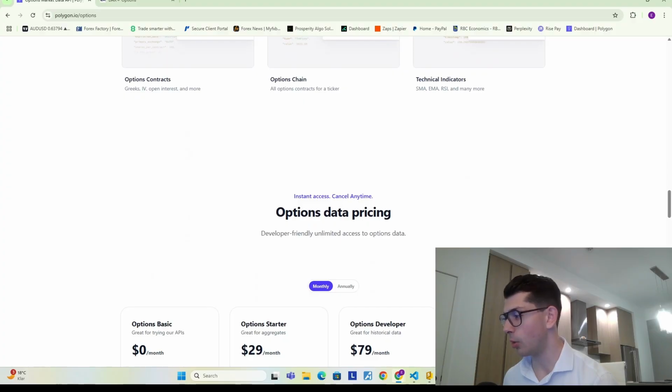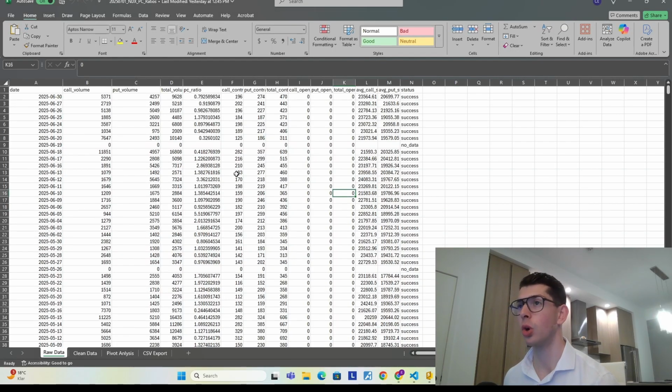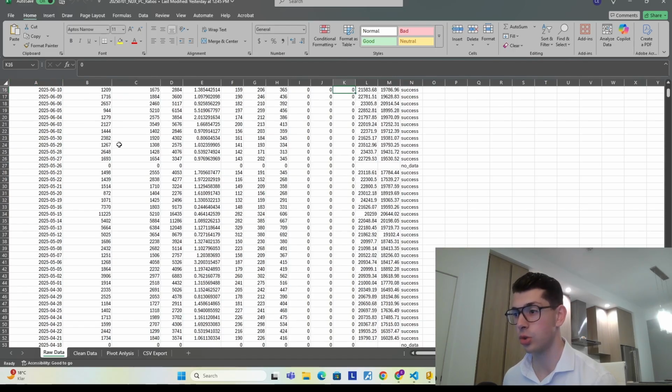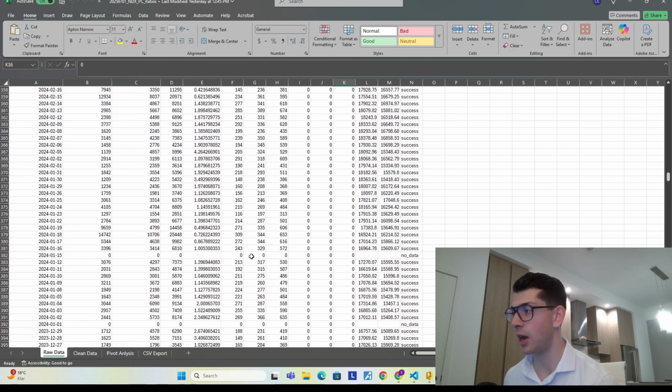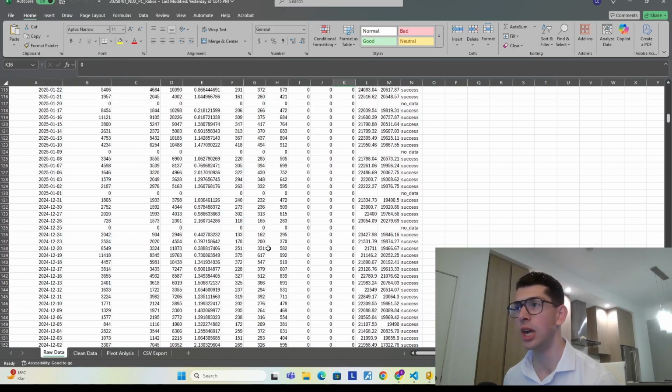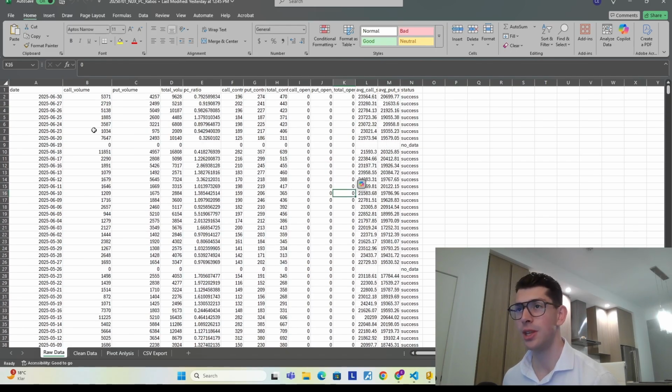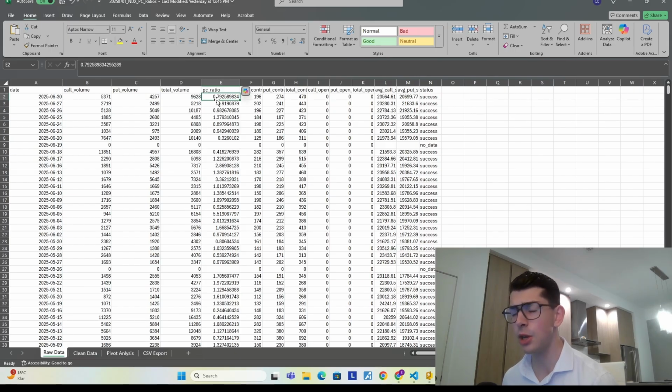And now let's hop over to the actual data which I downloaded. We can see that this is all of the historical data that I took from the flat files and aggregated into a nice tab. We can see that we have the dates, all the calls traded, across different strike prices and different expirations, all of the puts traded, the total volume. And then here what we're looking at specifically is the volume put call ratio.